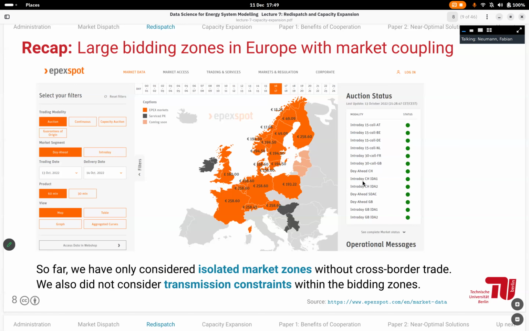And how does, for example, Germany resolve these transmission constraints? So it could, for example, be that you get a market outcome at bidding zone level which is not technically feasible because you have limits in the transmission system.